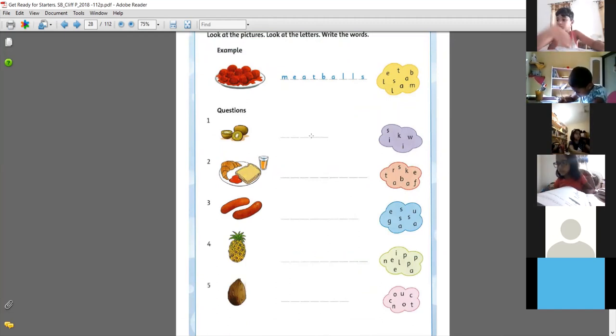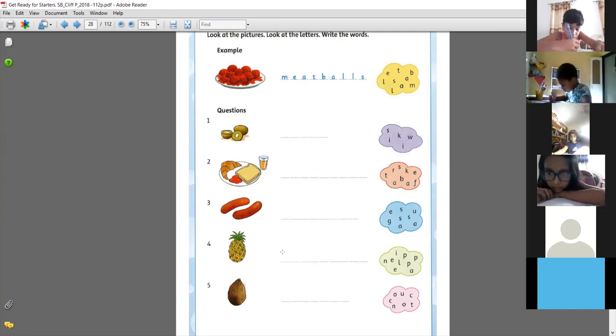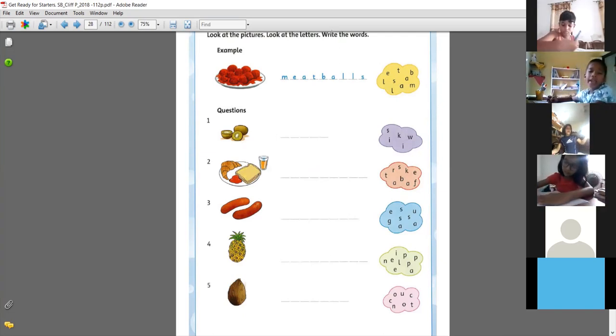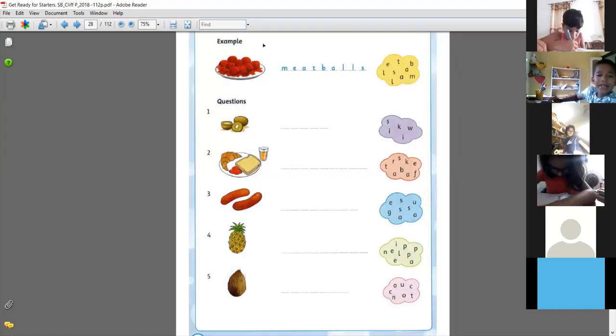First one, kiwis. Second one, breakfast. Third one, sausages. Fourth one, pineapple. Fifth one is coconut. So you can write it alone. After that, I will help you to check your answers, that means after finishing it. Excuse me, teacher. Yes. In which page number? Next page, page number 28. Okay, teacher. Okay.